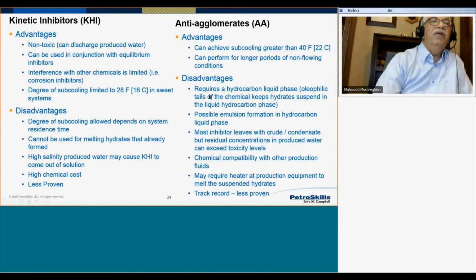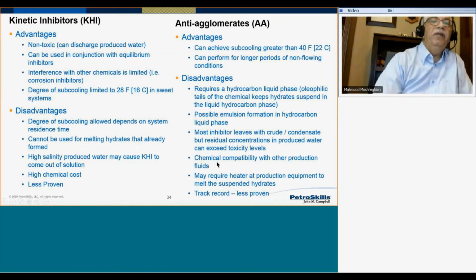Disadvantage: it requires a hydrocarbon liquid phase. Otherwise, it won't be effective. Possible emulsion formation in the hydrocarbon liquid phase, so that's the negative aspect. The presence enhances emulsion, which makes separation of liquid hydrocarbon and water more difficult. Most of the inhibitor stays with the crude or condensate, but residual concentration in produced water can exceed the toxicity limit for discharge on offshore platforms, things like that.